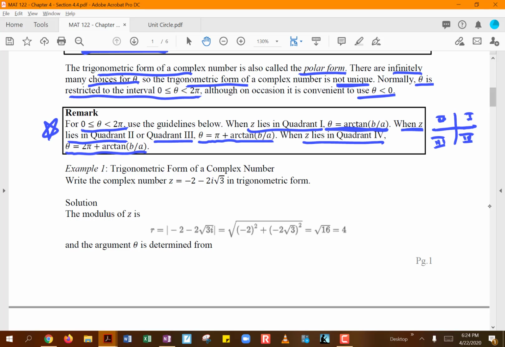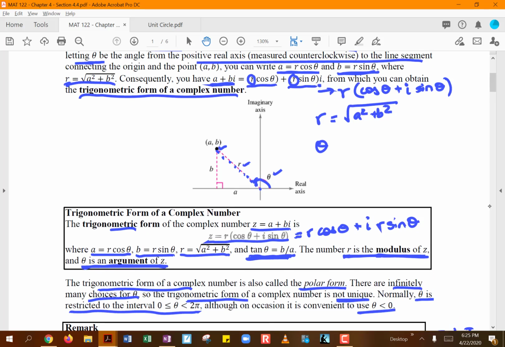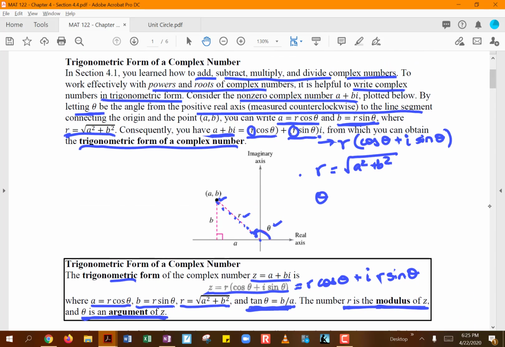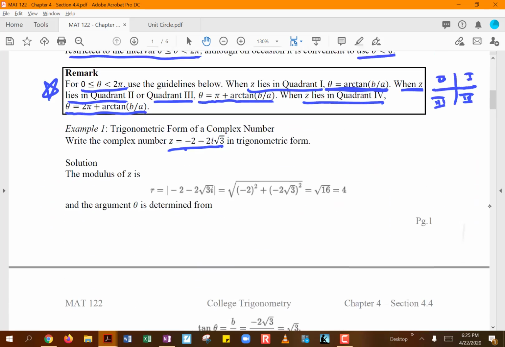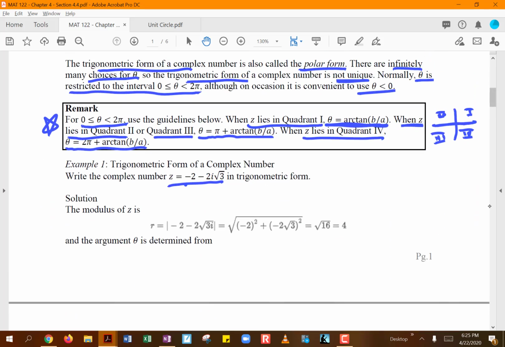So we are given the complex number z equals negative 2 minus 2i square root of 3, and they want us to write this in the trigonometric form. So remember, to convert it from a complex number to a trigonometric form, we need the value r and we need the value of theta. So the first thing we are doing is calculating r, and remember again, r is defined as the square root of a squared plus b squared.